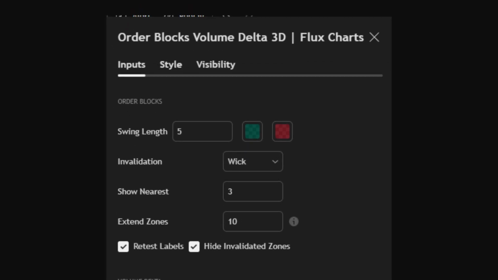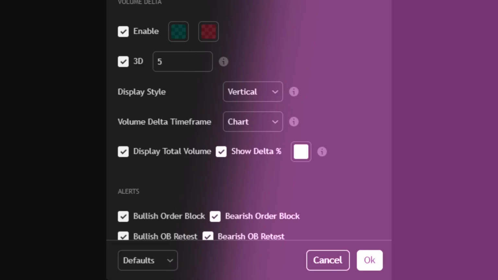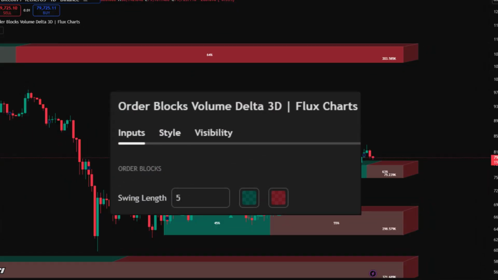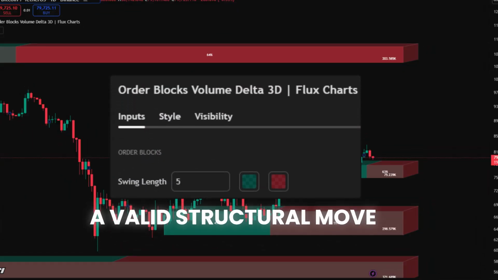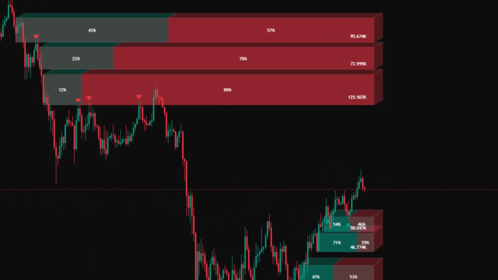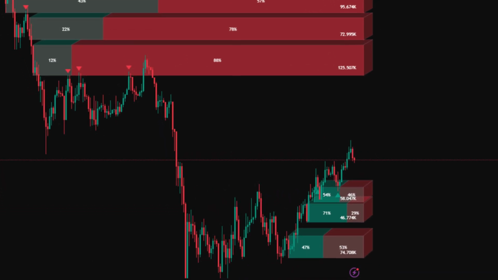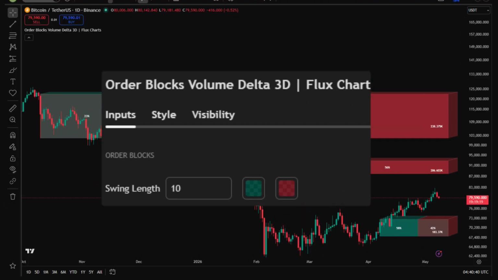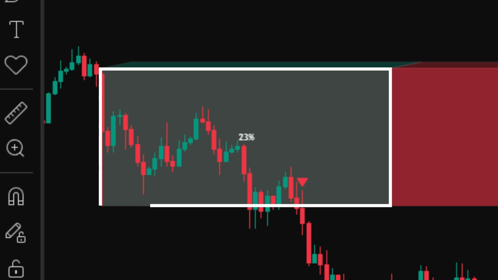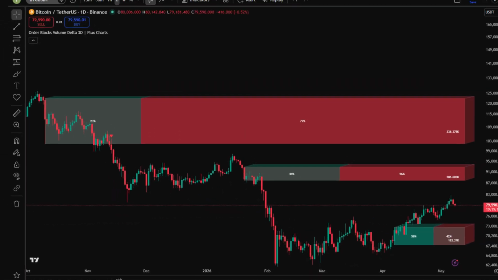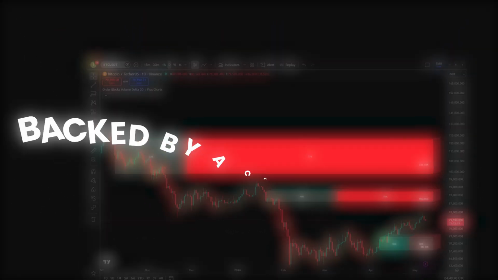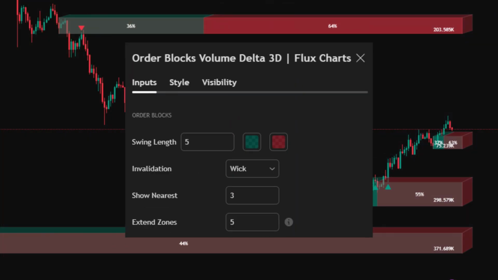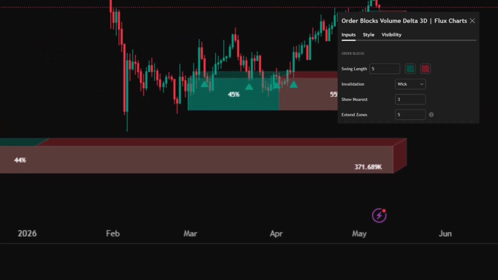First, let us go through each setting so you understand what you are controlling. Swing length is the first one to adjust. This setting determines what the indicator considers a valid structural move. Keep it low and it reacts to minor swings. More zones appear because smaller price shifts qualify. That can be useful if you are trading on shorter time frames and want more frequent levels to work from. Raise it and the threshold tightens. Only more significant structural moves generate an order block, which means fewer zones, but each one is backed by a cleaner break.